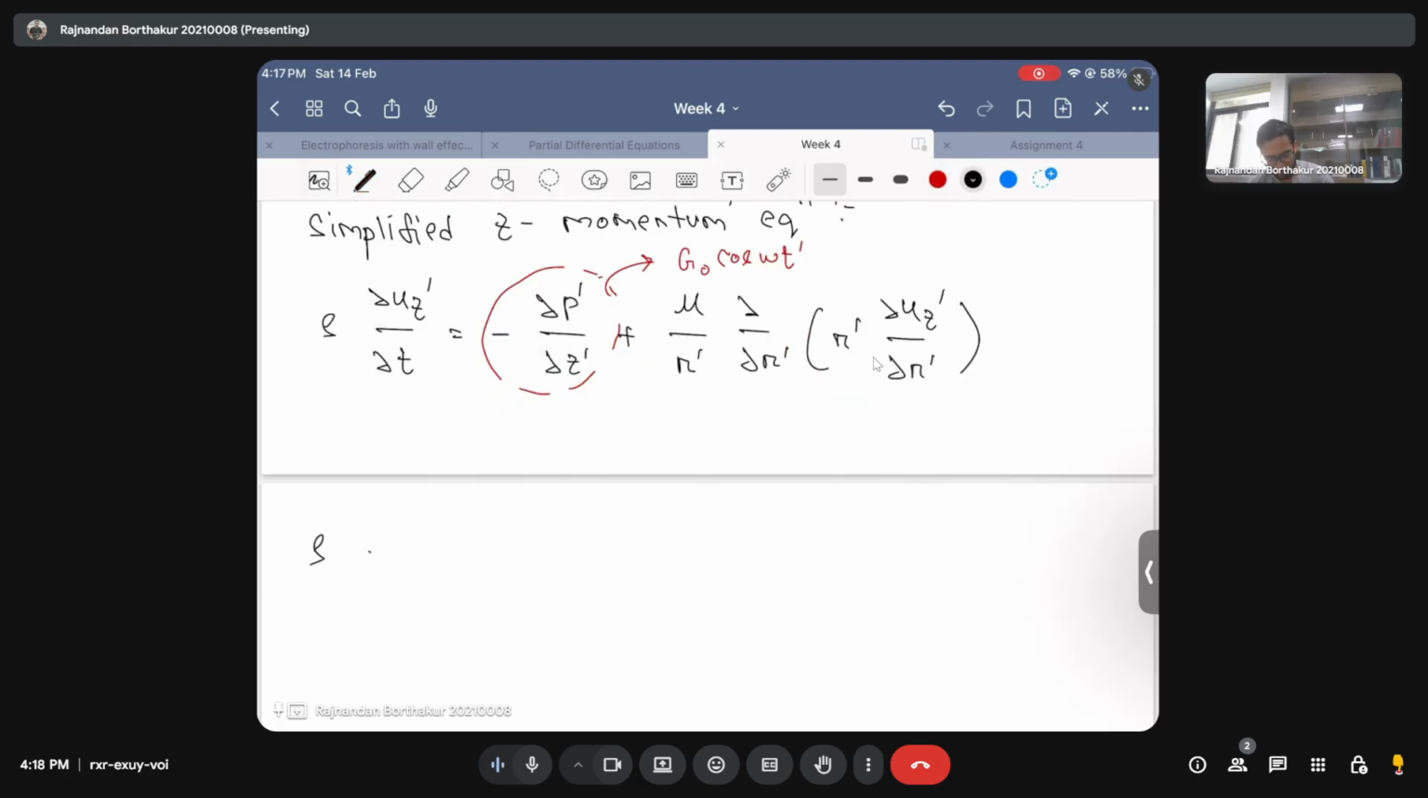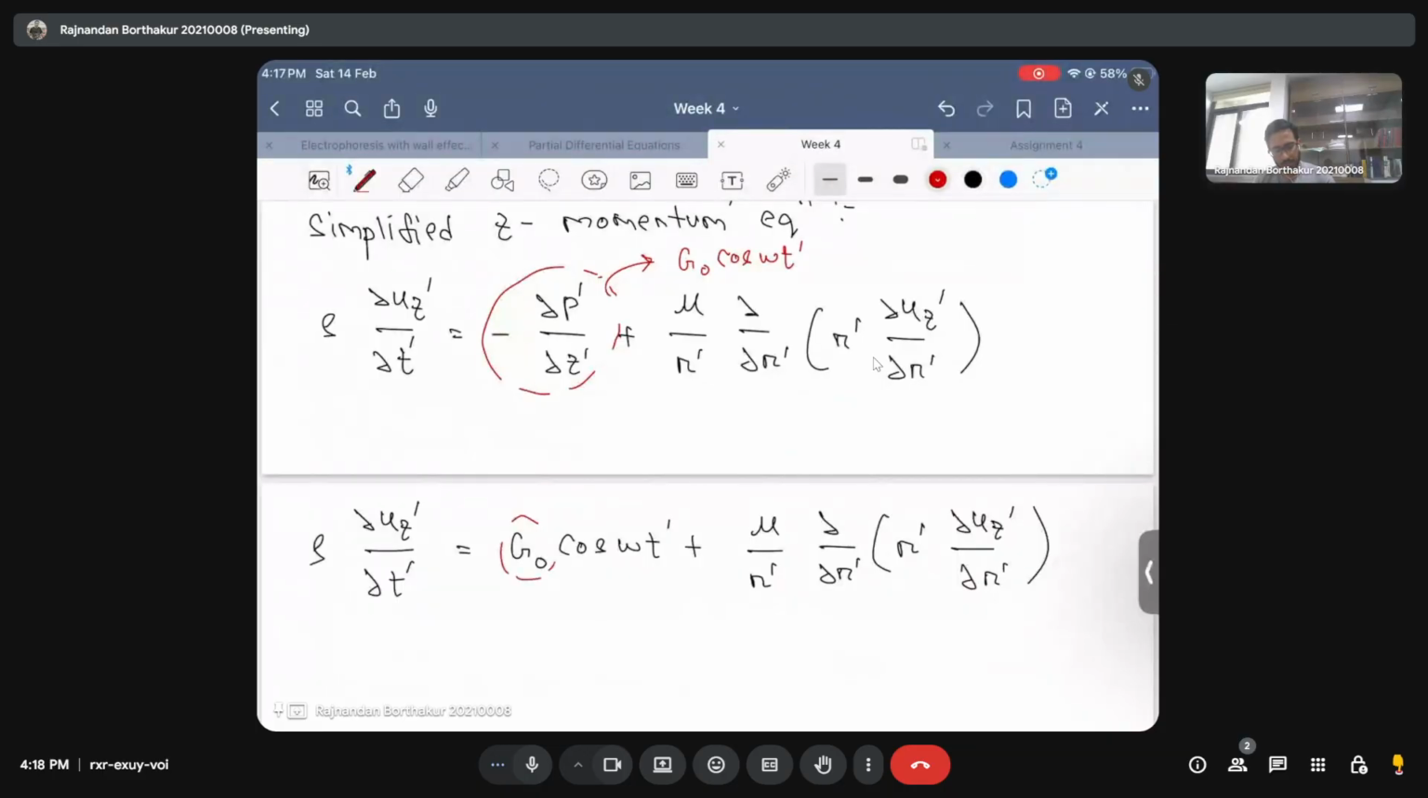So this is equal to rho times del uj prime by del t prime, and this is equal to g naught cos omega t prime plus mu by r prime del by del r prime of r prime times del uj prime by del r prime, where this g naught is basically the amplitude of oscillation. This is the amplitude, and this omega, as you can see, is nothing but the frequency.